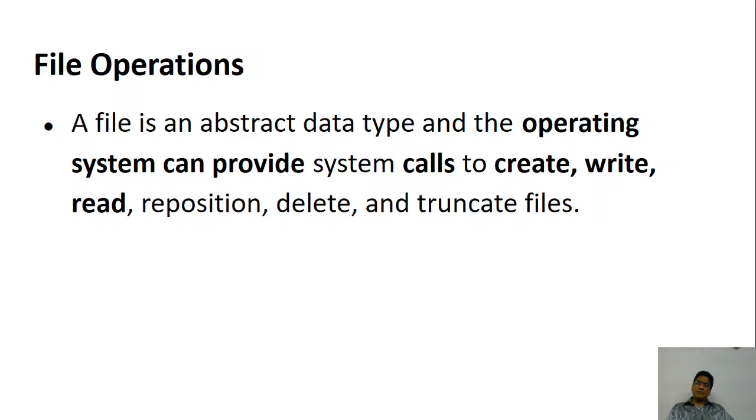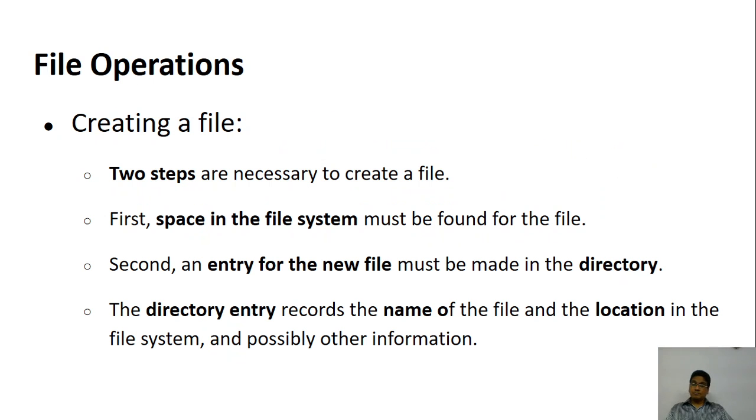Now we know that a file is an abstract data type, and when we use the file, we may want to interact with it or access it. So the operating system must provide some system calls, either to create, manipulate, or delete the file. Let's look at some of the system calls provided by the operating system.